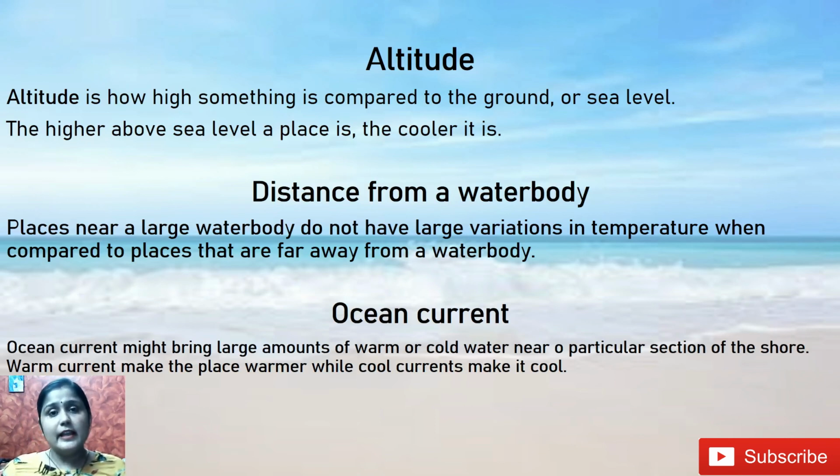The next factor affecting the climate is ocean currents. Ocean currents might bring a large amount of warm or cold water near a particular section of the shore. Warm currents make the place warmer, while cool currents make it cool. So, it depends on the type of currents. If the currents are warm, then the place will be warm, and if the currents are cool, then the place will be cool. That's it in this video.